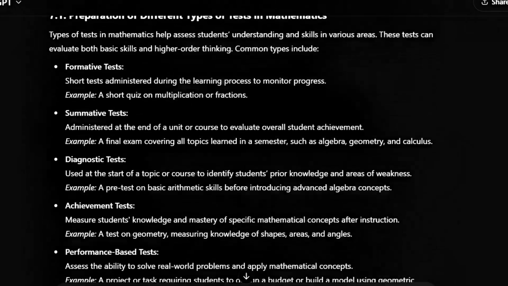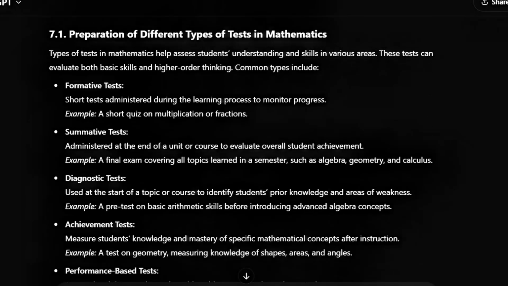7.1 Preparation of different types of tests in mathematics. Types of tests in mathematics help assess students' understanding and skills in various areas. These tests can evaluate both basic skills and higher-order thinking. Common types include formative tests, short tests administered during the learning process to monitor progress. Example, a short quiz on multiplication or fractions.